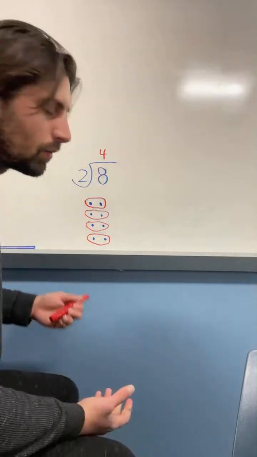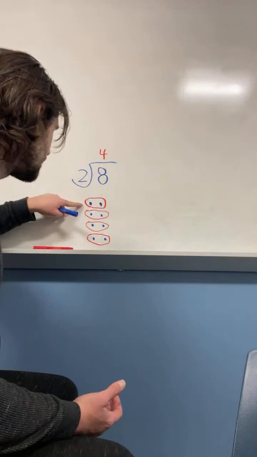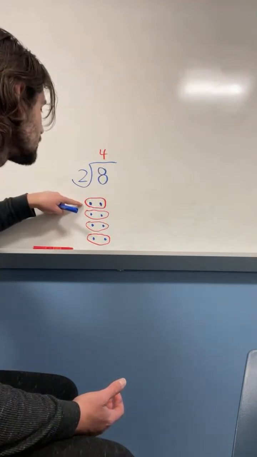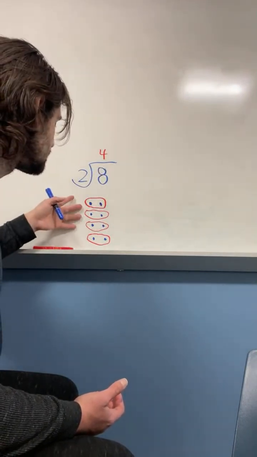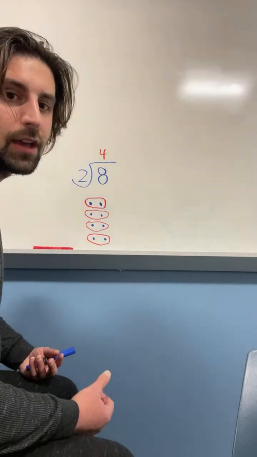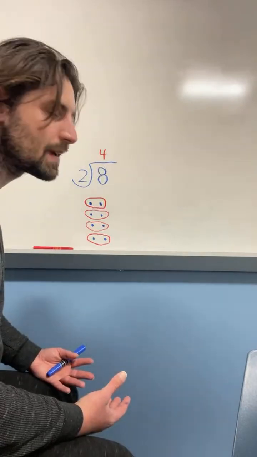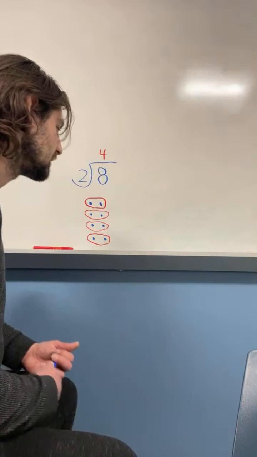Now notice, when I drew my dots, I made them pretty big, I made them distinct, and I also spaced them out. When you're using this method, when you're drawing an array, you want to space out the dots appropriately. The easiest way to make a mistake with this method is to have the dots bunched together.